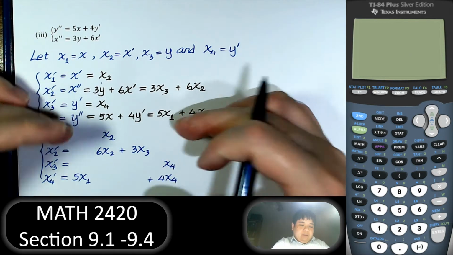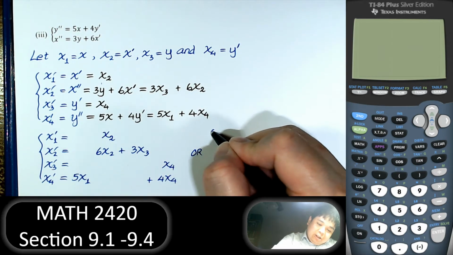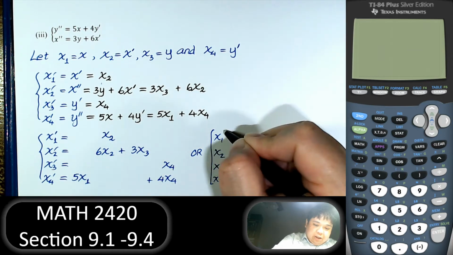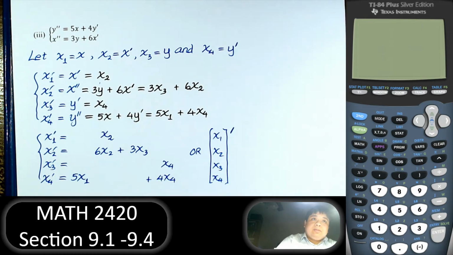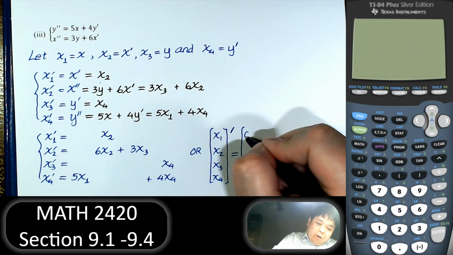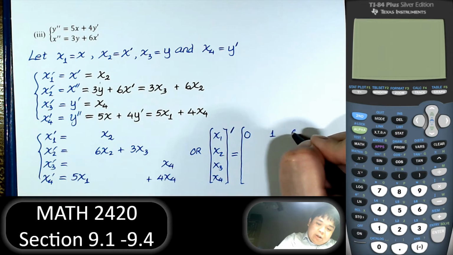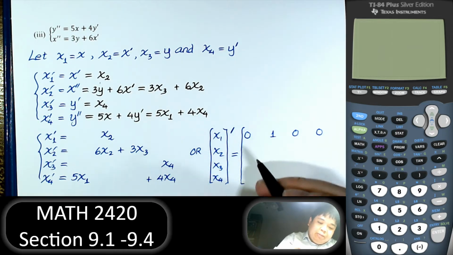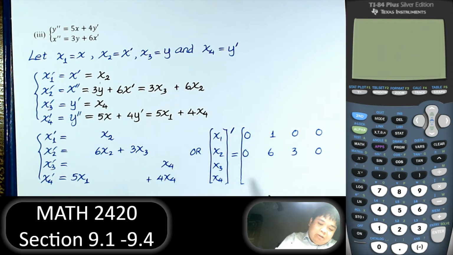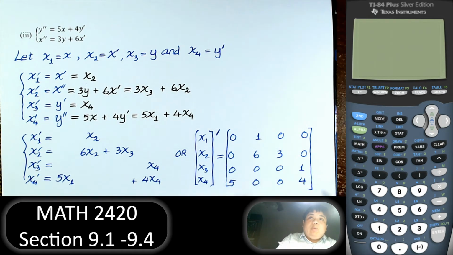Right, so we have a matrix x1, x2, x3, x4. That's the vector derivative, and now we put in the matrix: 0x1, 1x2, 0x3, 0x4; 0x1, 6x2, 3x3, 0x4; 0, 0, 0, 1; 5, 0, 0, and 4, times x1, x2, x3, x4.